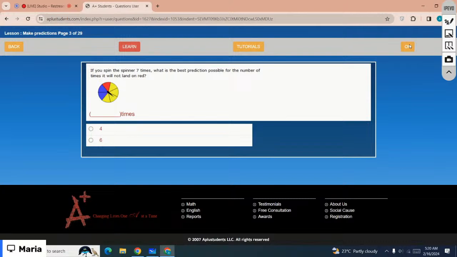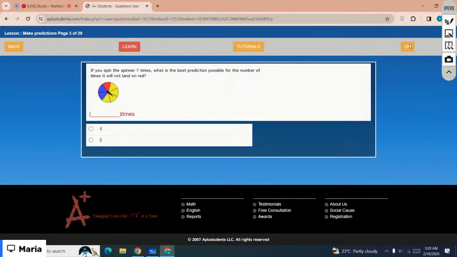The correct option is six, it is, right? How so? It will not land on red? You have only one portion that is red, right? Hold on. If you spin the spinner seven times, what is the best prediction possible for the number of times it will not land on red? One, two, three, four, five, six. The correct option is six.